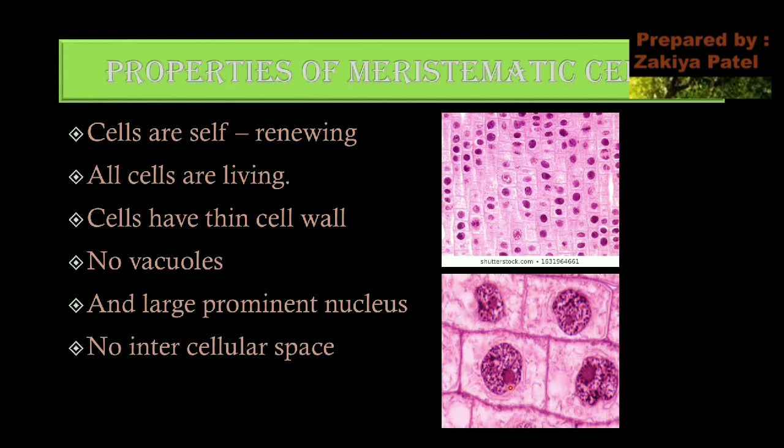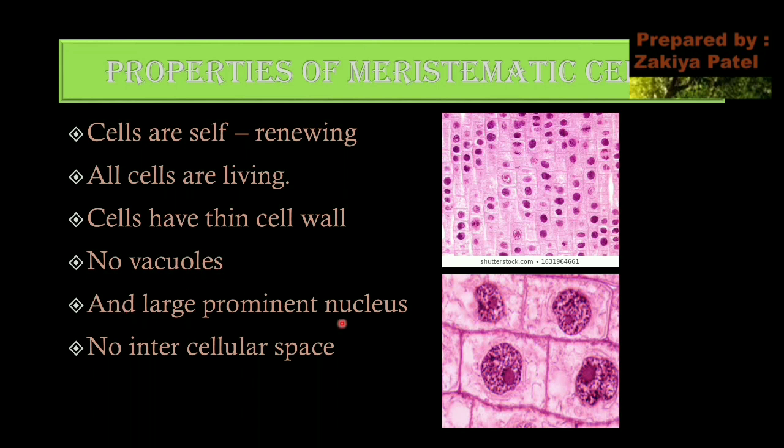So I think you, dear students, are clear with the properties of the meristematic cells. First, cells are self-renewing, meaning they can divide further all the time. They are dividing only. Secondly, all cells are living cells. Third, cells have a very thin cell wall, and no vacuoles are present. I already told you the reason why meristematic cells don't have vacuoles.